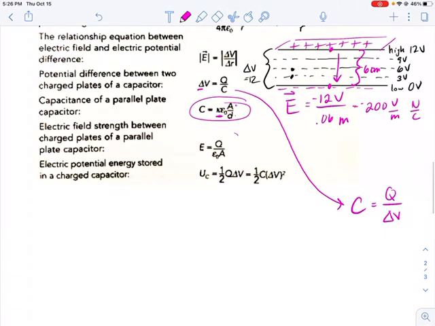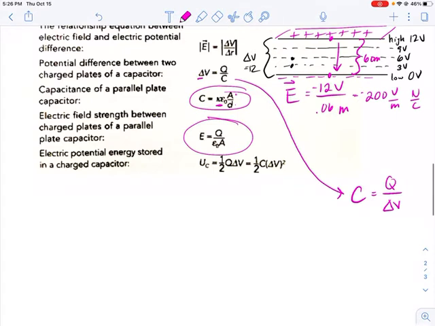Here's a formula that combines and gives us the electric field strength between the charged plates of a parallel plate capacitor. And then finally, our last formulas are for the electric potential energy stored in that capacitor. So, if you think about it for a moment, if we take 1/2 Q times delta V, let's talk about where this comes from for a moment. Q is charge.